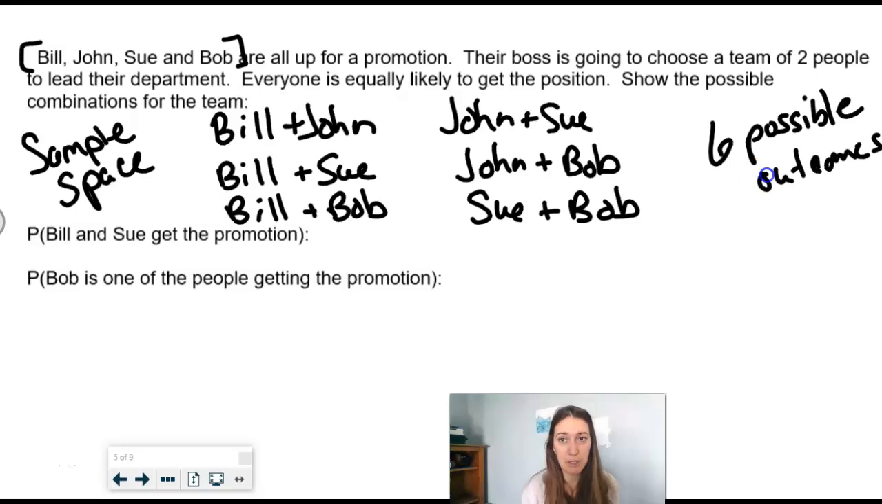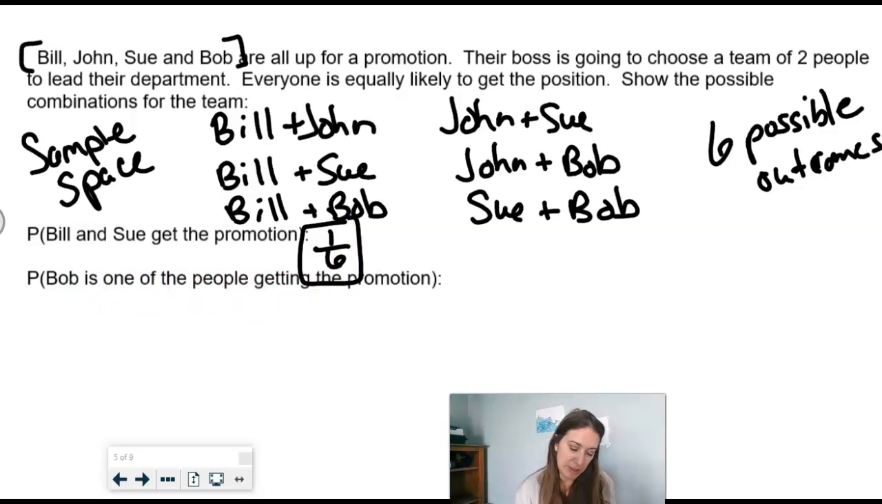Those of you who did the combination on your calculator or formula, you did 4 choose 2, and you got 6 possible outcomes as well. So my probabilities, which I didn't leave myself much space here, are all going to have denominators of 6. So Bill and Sue get the promotion. There's only one team out there that has Bill and Sue as the team. So that's 1 out of the 6. So that's the probability of that happening.